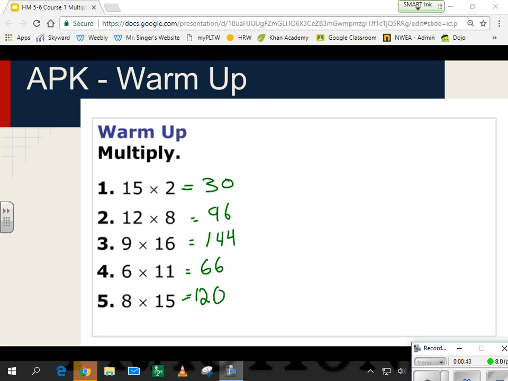Now that we got our brains warmed up, let's do some more with multiplying fractions. Trust me, I think you'll find this to be easier than adding and subtracting.